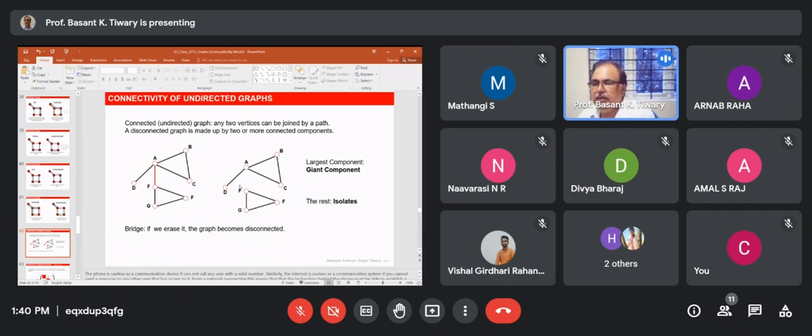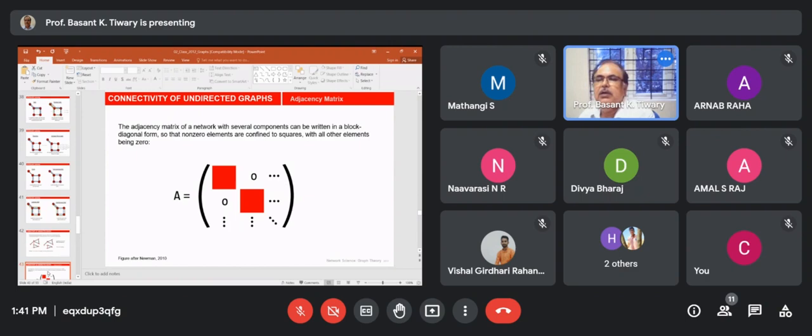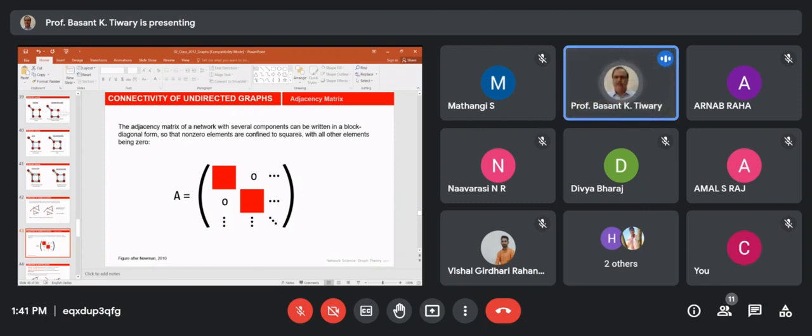So the main component is known as the giant component of the graph, whereas the smaller one is known as isolates. There could be more smaller ones, but here we are showing only one. So this is the isolate and this is the giant component. And the adjacency matrix of a network with several components can be written in a block diagonal form so that non-zero elements are confined to squares with all other elements being zero.